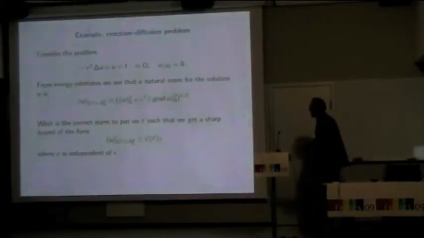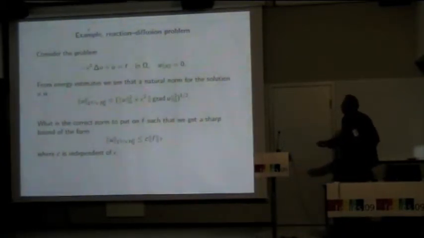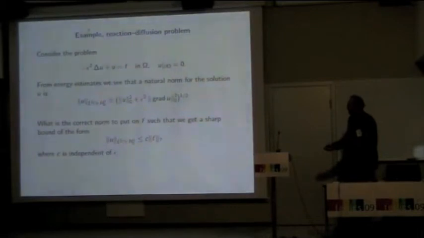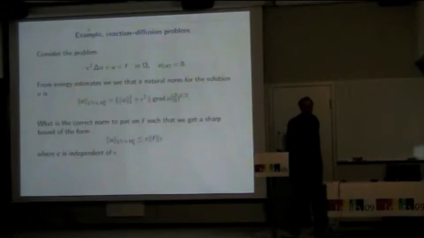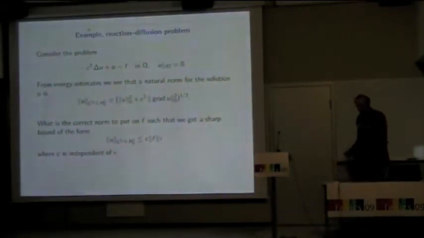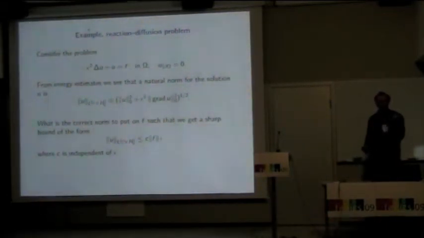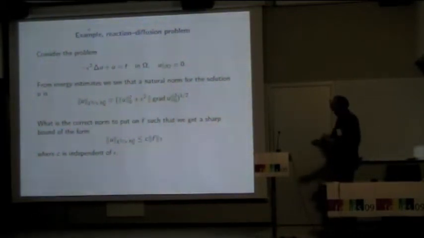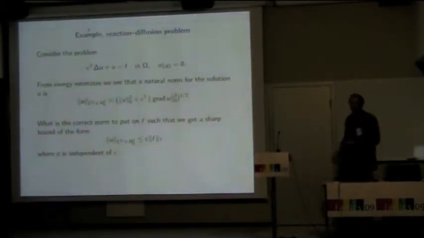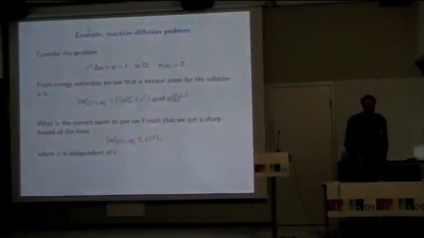So then you want to think about what is the natural norm to put on the right-hand side if I want to have this norm here bounded by f with a constant c that is independent of epsilon, and it should be a reasonably sharp bound. So I'm trying to get bounds that are independent of epsilon, even if the operator really depends on epsilon. But I'm going to do that by what I'm indicating here: I'm changing the spaces instead.